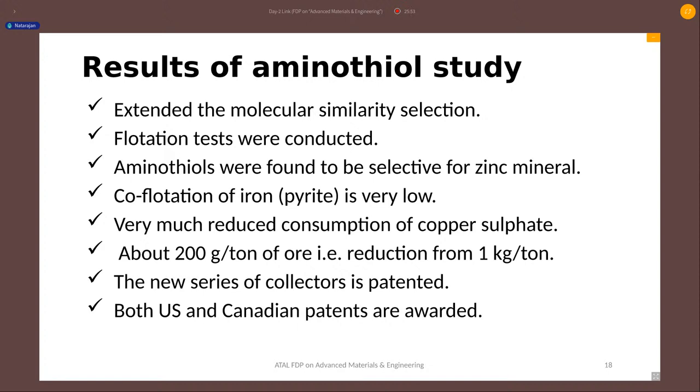The copper sulfate use is very much reduced. So we have found a new series of collectors through molecular similarity-based collector selection. This new series of collectors, called aminothiols, is patented, and we have received both US and Canadian patents. This is a success story where we could use this methodology, which was extensively developed for other applications, for mineral flotation collectors, and we are successful in identifying new collectors.